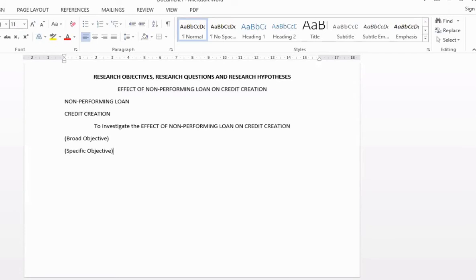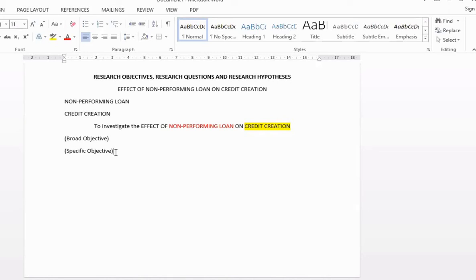We can do that in two ways. One, non-performing loan is one of the variables of interest. Am I correct? Yes, sir. Then the next variable of interest is what? Credit creation. Now, to create the specific objective, we can uncouple or unbundle either non-performing loan or credit creation, or we can unbundle two of them. Are you following me? Yes, sir.